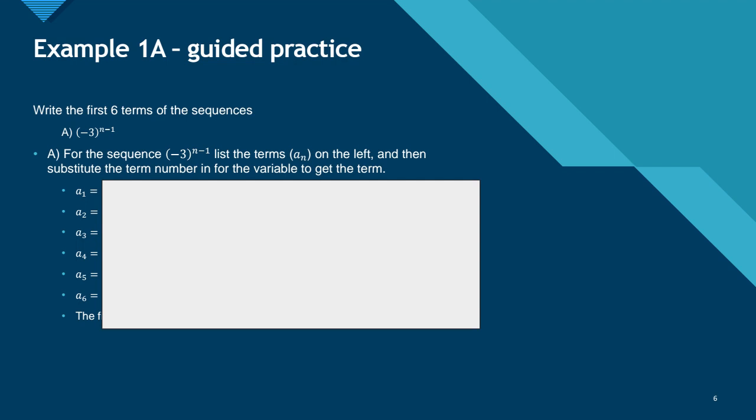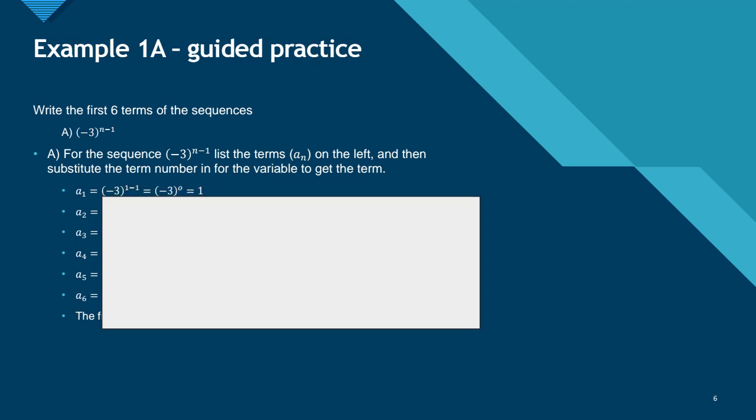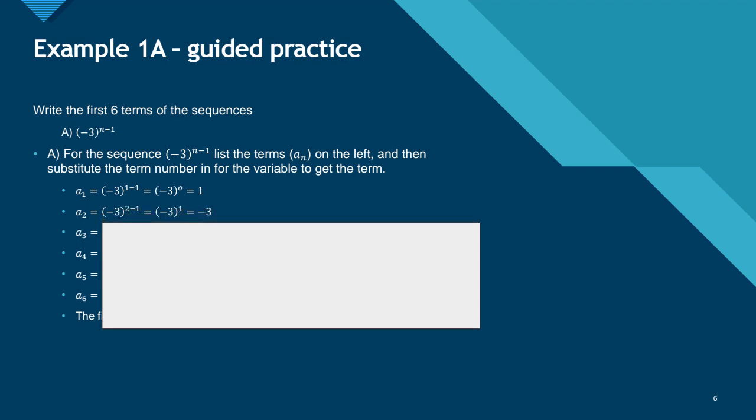So we're starting with a sub n equals a rule. Where we have a sub 1, we just substitute 1 in for n. And we get the quantity -3 raised to the 1 minus 1, which equals -3 to the 0 power, which just equals 1. And then repeat down the line. So a sub 2 equals the quantity -3 raised to the 2 minus 1, which equals -3 to the first power, which equals -3.